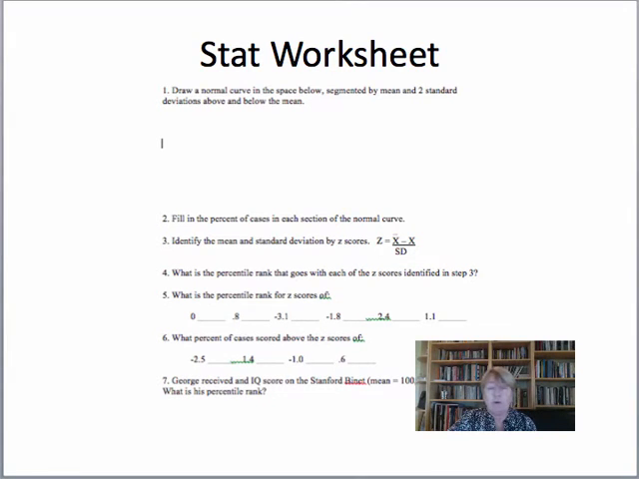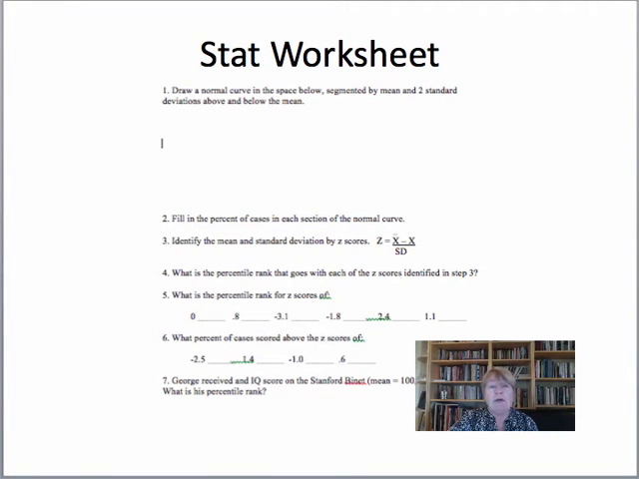The next one, 2.4, your answer should be the 99.1 percentile, or rounded, that would be the 99th percentile. And then for 1.3, the 86.4 percentile, or the 86th percentile would be the answer.